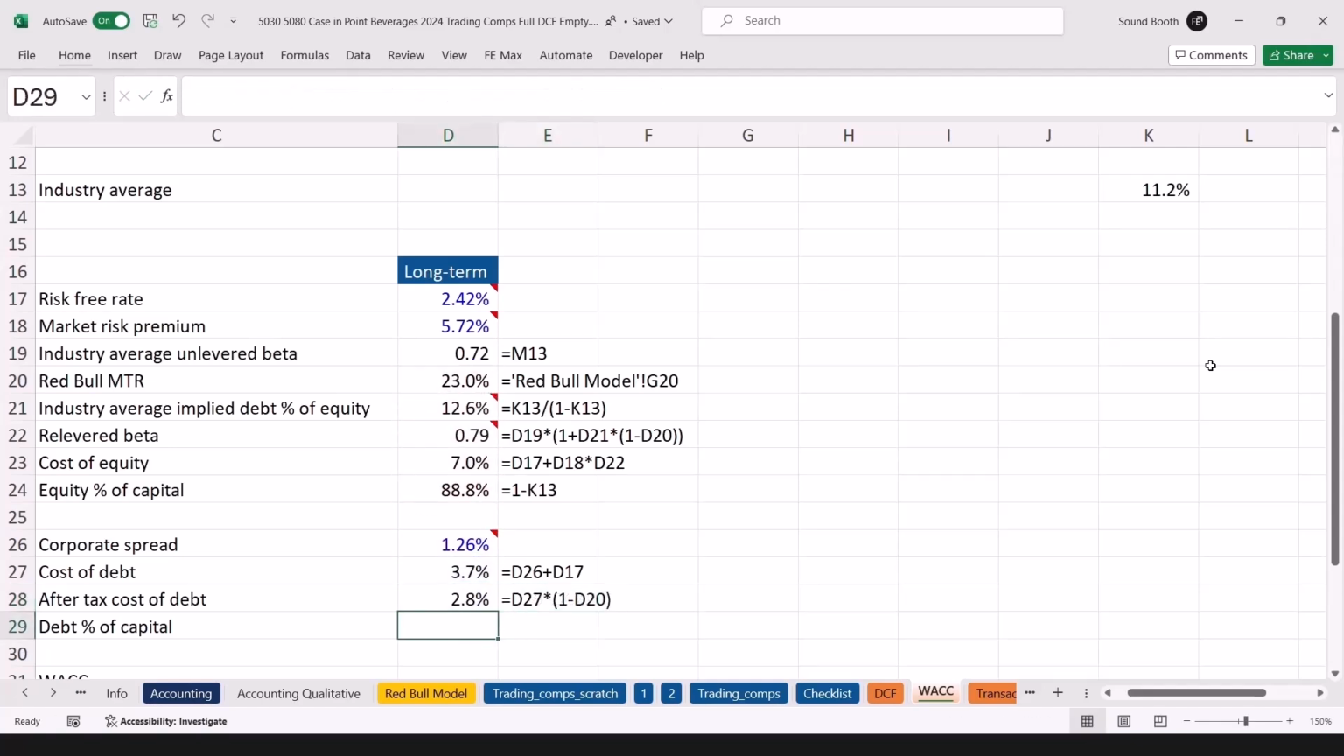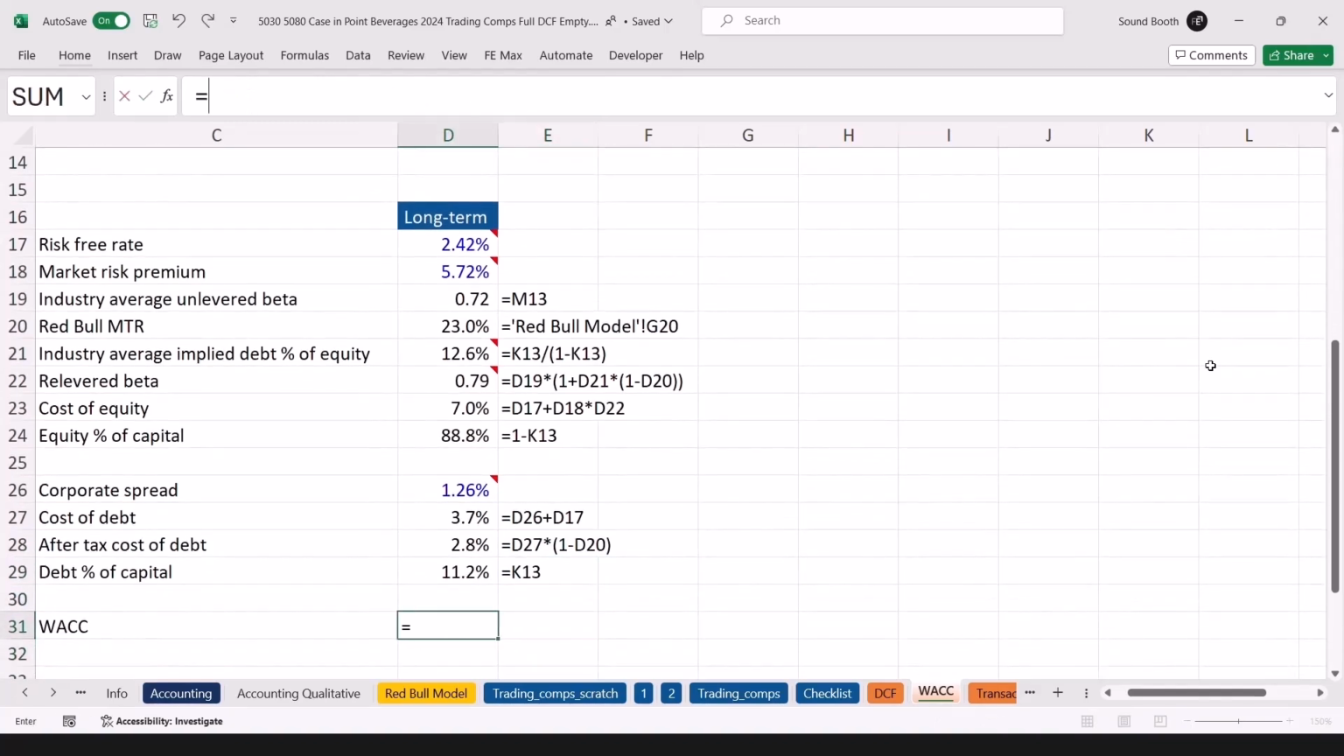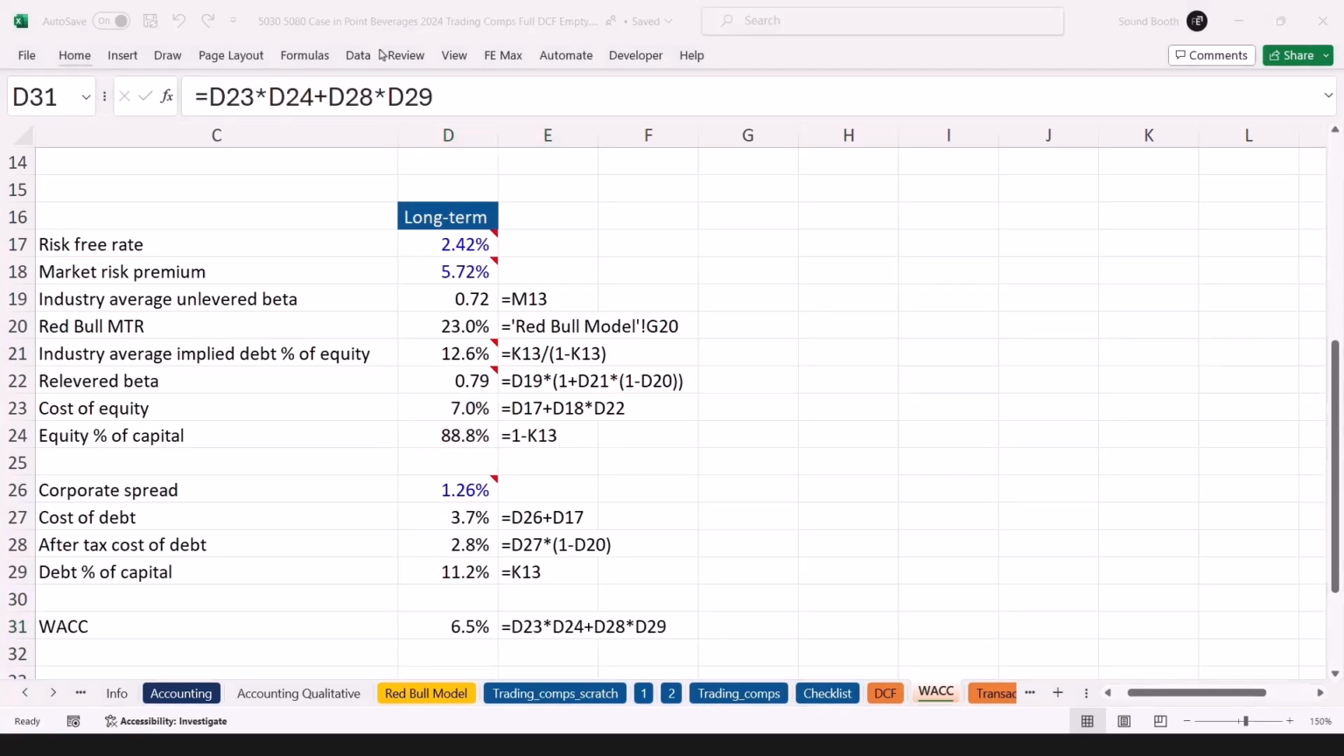And then debt as a percentage of capital is simply a reference to that 11.2%. And finally, we can calculate the WACC by taking the cost of equity multiplied by the equity weighting plus the cost of debt after tax multiplied by the debt weighting. We get an overall cost of capital of 6.5%.